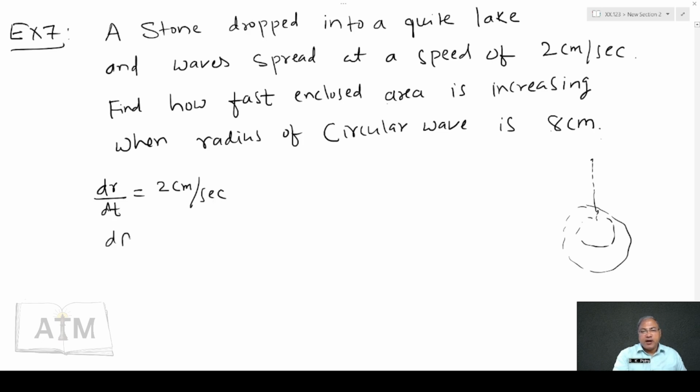And we have to find out how fast the area is spreading, that is dA by dt equals question mark. And we have to find dA by dt when r equals 8 centimeter.